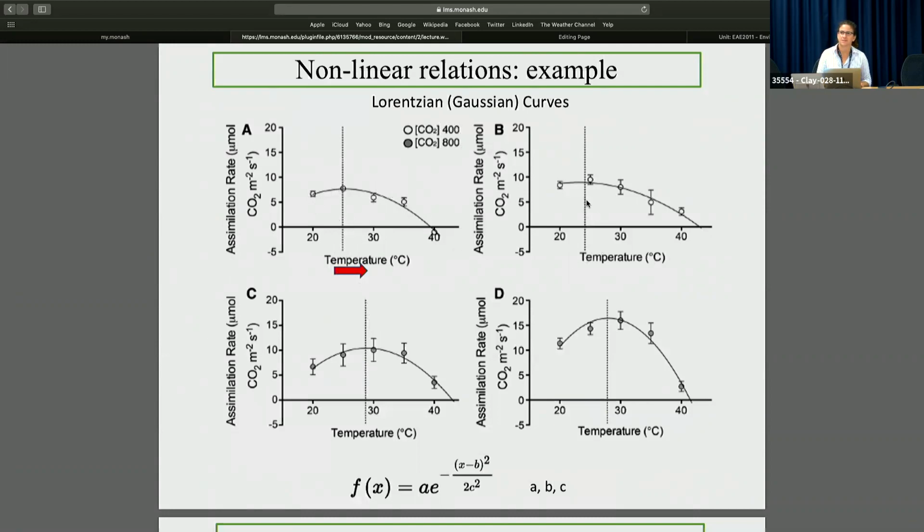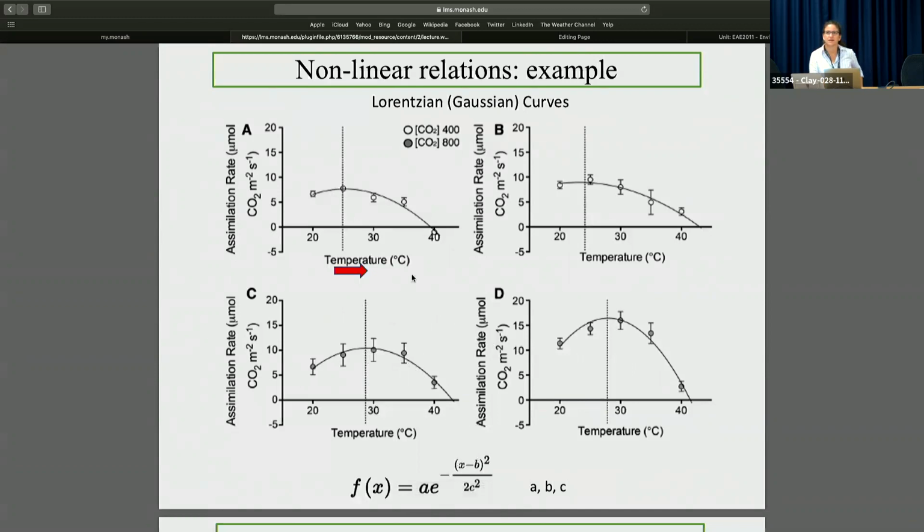So X is the leaf temperature, and I have a curve, that optimum curve, that resembles a Gaussian curve, and I know it should resemble that, so I apply that to my data. And here is the model fit, and it has A, B, and C. And I'm really interested in A, which is how much photosynthesis I'm doing, B and C.